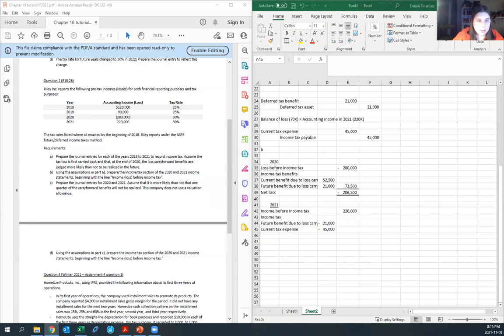Hold on, I lost myself a little bit. Okay, so if you add them together, it's reducing your income by $66,000. So your net income after tax is $220,000 minus $66,000, so $154,000.